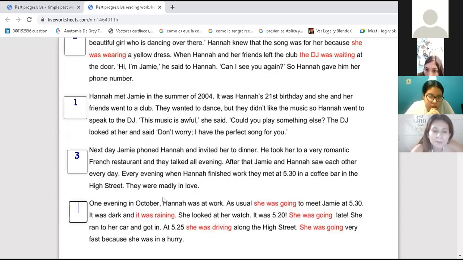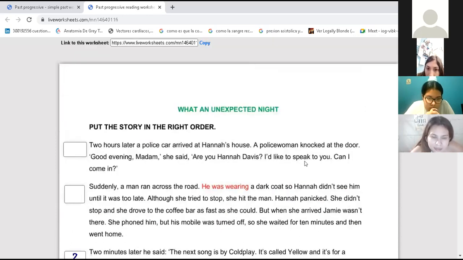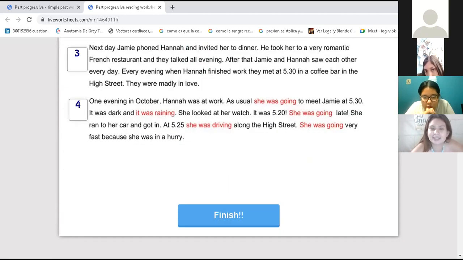Yes. Okay, and number five. I guess this is number five. And number six: two hours later, the police car arrived. Okay, check it out.